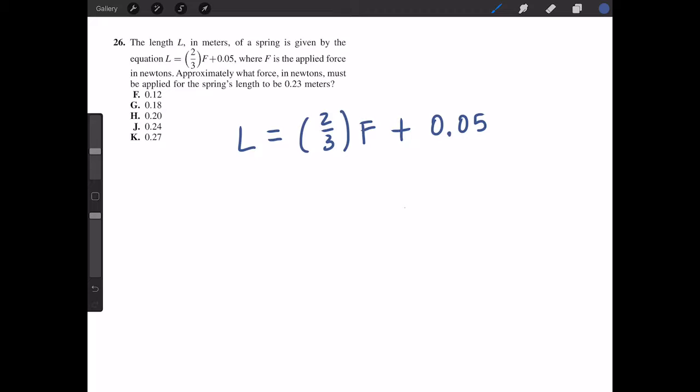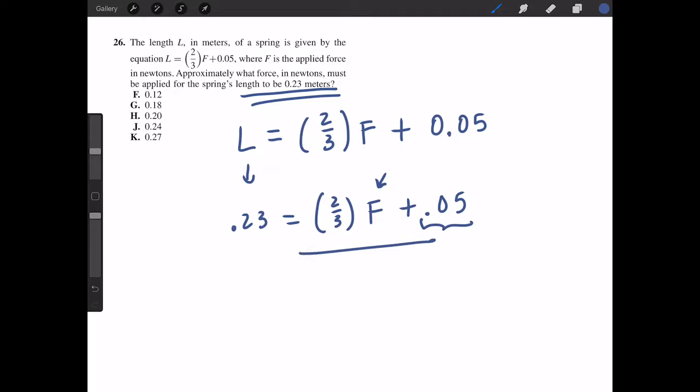So essentially, the length needs to be 0.23 meters. That's L, so we replace L with 0.23 meters. Now this is equal to 2/3 times F, the force, plus 0.05. Now to solve for F, which is the force we're looking for, we need to first subtract the 0.05. It's adding on the right side, so we'll send it to the left side subtracting. So we end up with 0.23 minus 0.05 is equal to 2/3 times F.